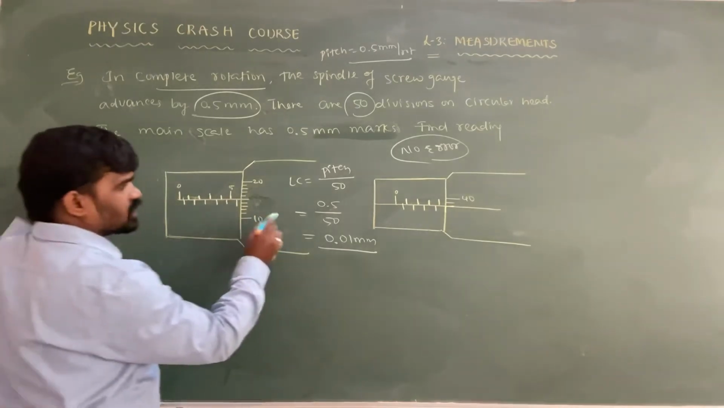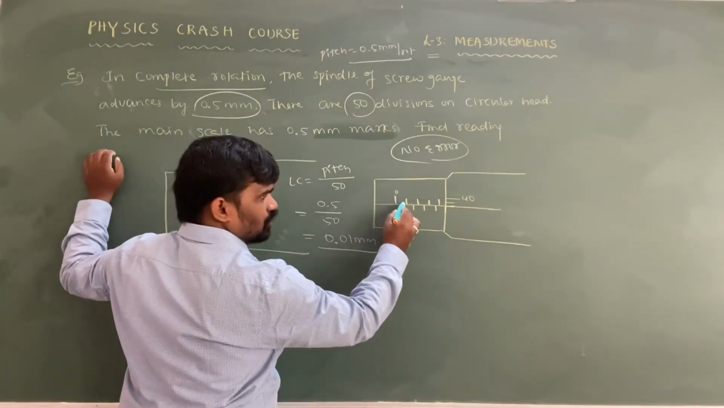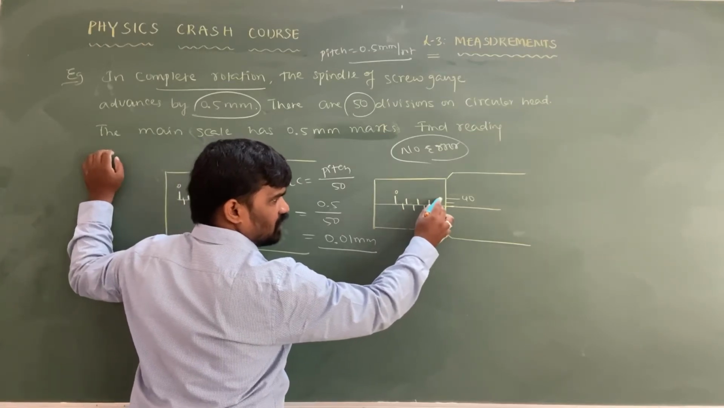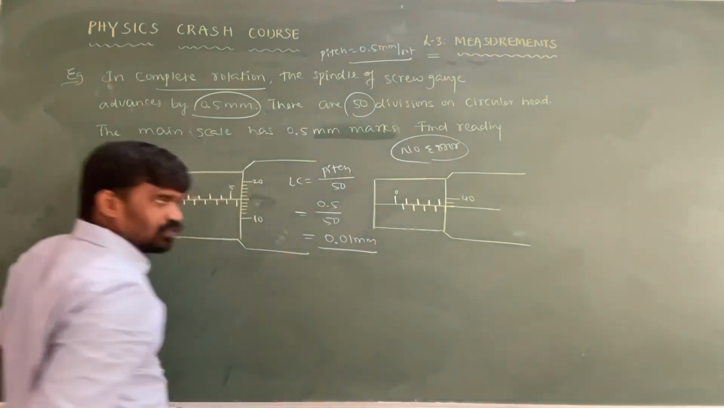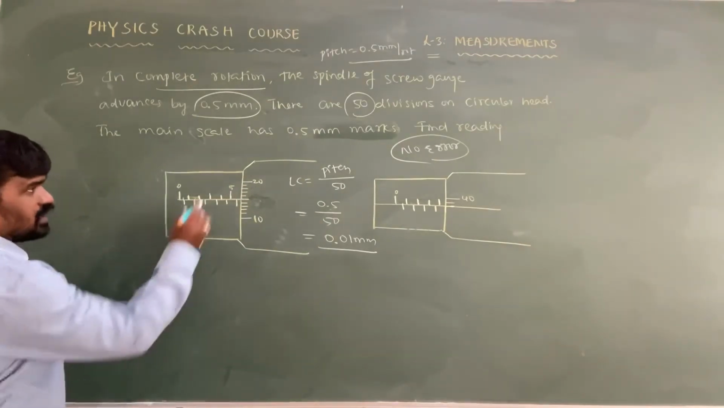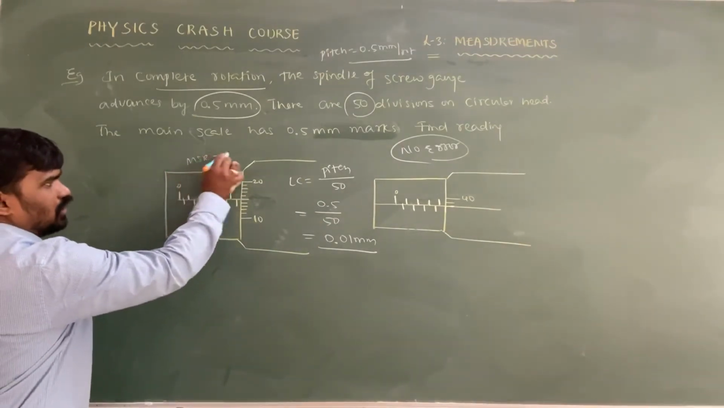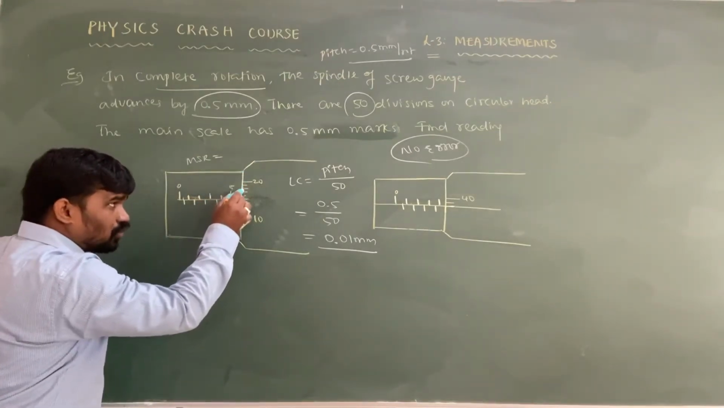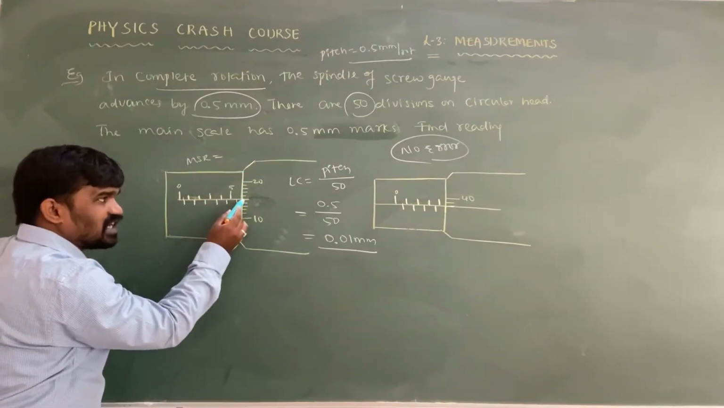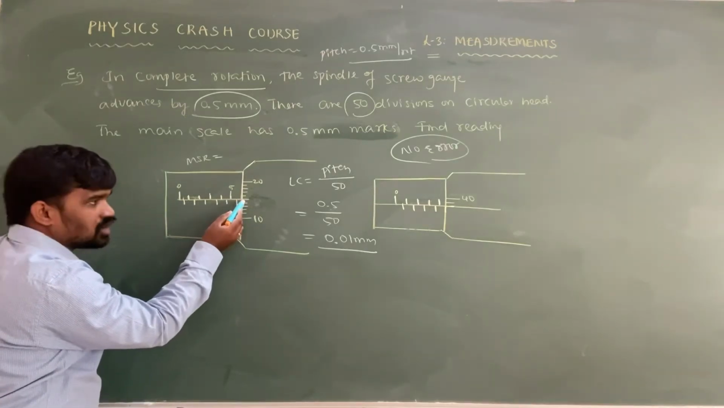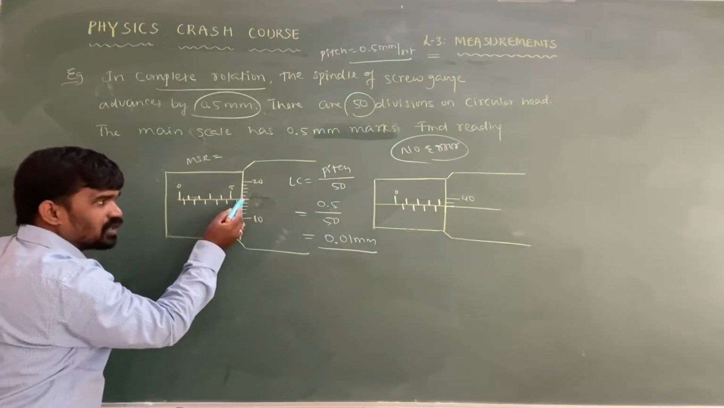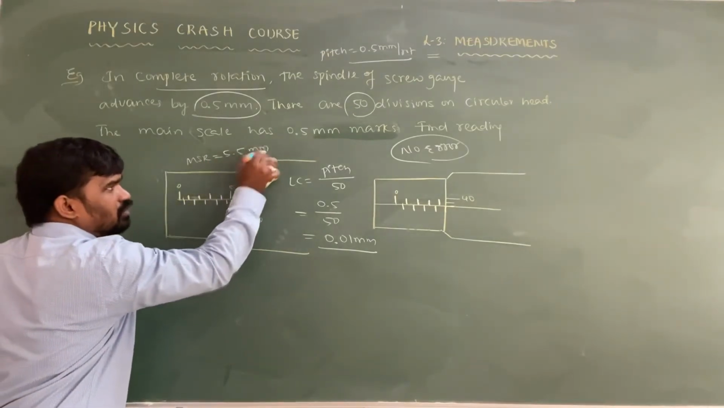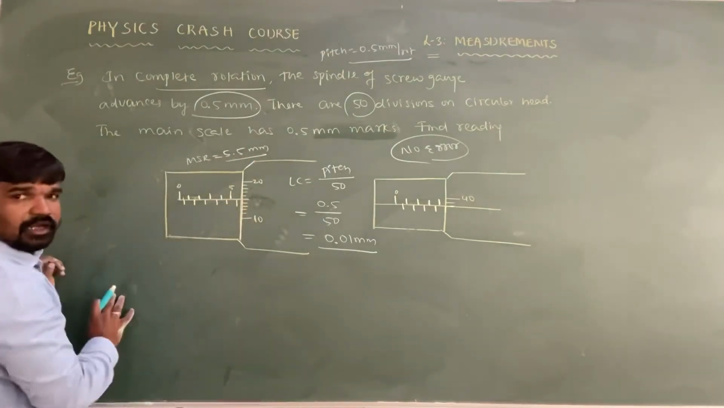Okay, so the next: this is 0, 0.5, 1, 1.5, 2, 2.5, 3, 3.5 and this is 4. Now if you observe this one, MSR, the main scale reading, is the preceding reading of where this screw is going to be stopped. Preceding is what? This is 5.5. 5.5 millimeter is the main scale reading.